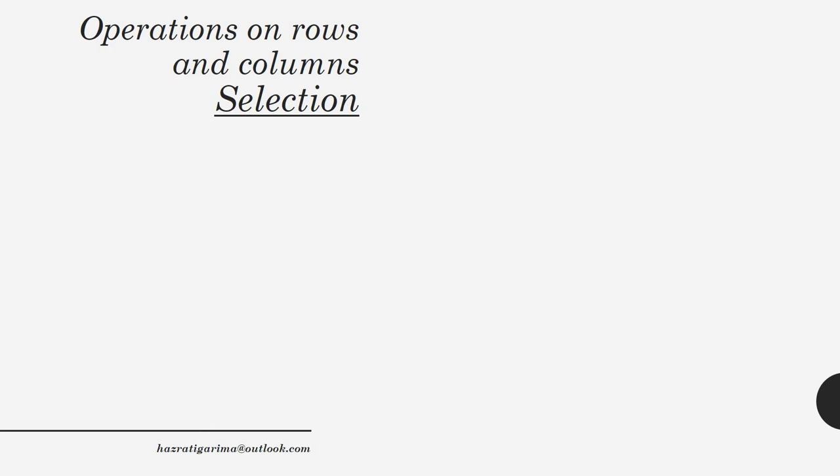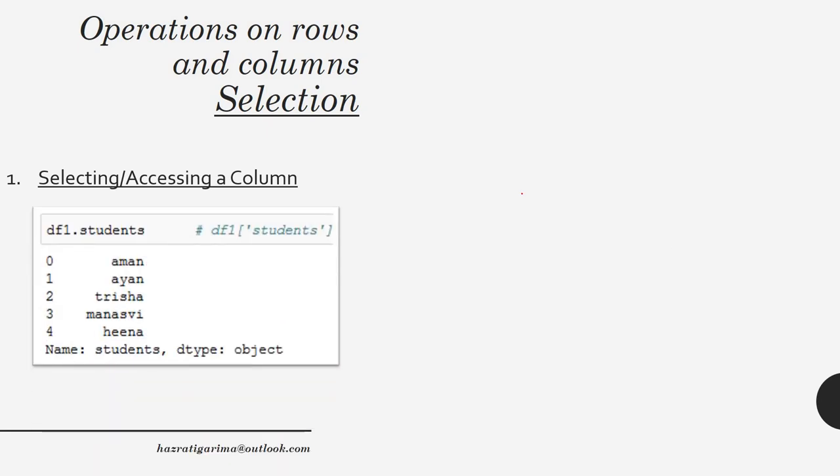Our first operation in our syllabus is selection. How are we going to access or select a particular row or column? First, I am selecting a single column. I can write the data frame object, that is df1.student. Student is the name of the column which I want to access.